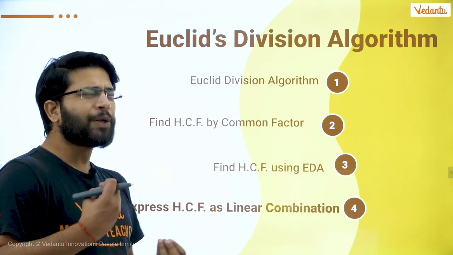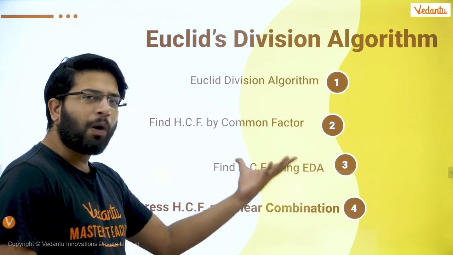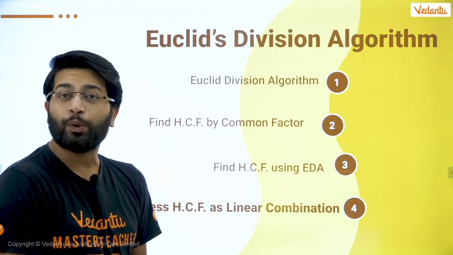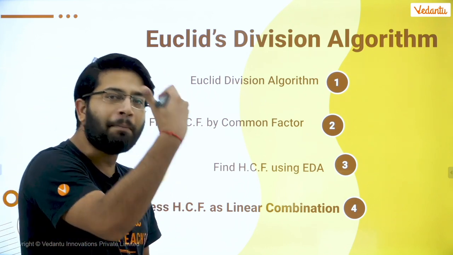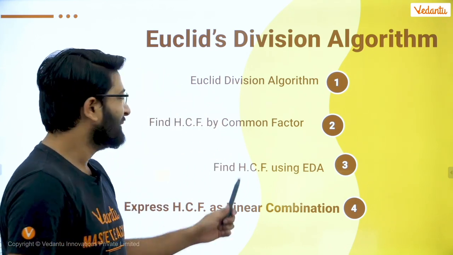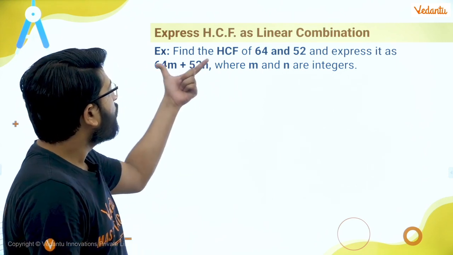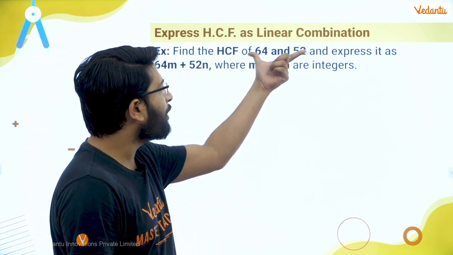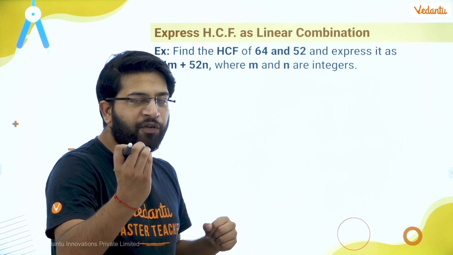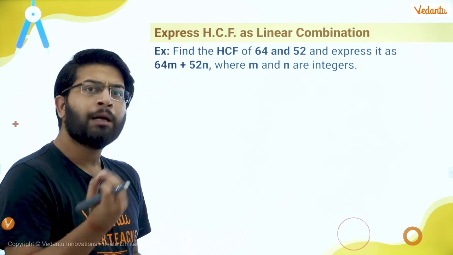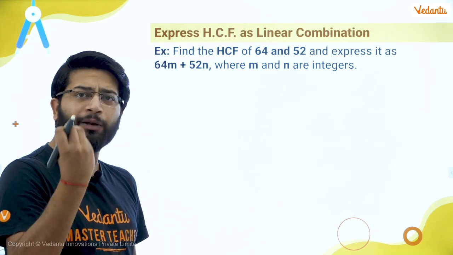Now, champ, let me show you with the help of the linear combination how we can use the Euclid division algorithm in some other examples also. So now, champ, look at this. In this question, they're saying, find the HCF of 64 and 52. First of all, we have to find the HCF. We can do it with the help of the Euclid division algorithm.